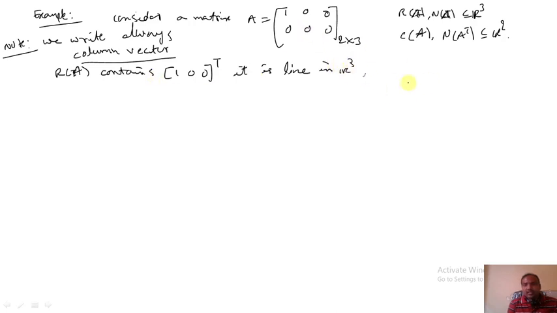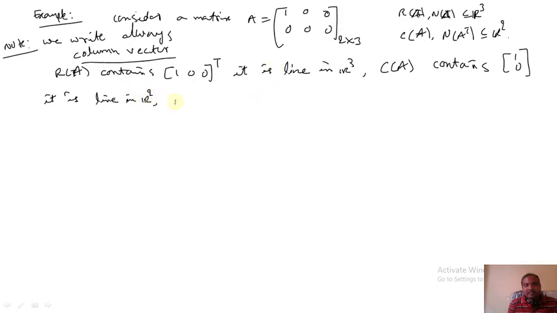Now, what is the column space, C of A? It is the linear span of the non-zero or linearly independent columns. How many linearly independent columns are there? Only one column. It means C of A contains (1, 0), which is a line in R2.